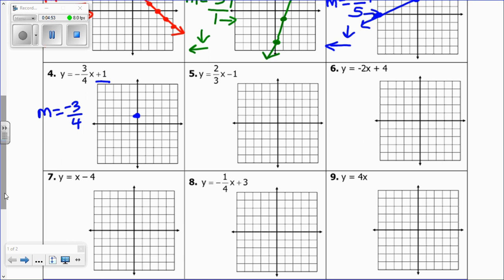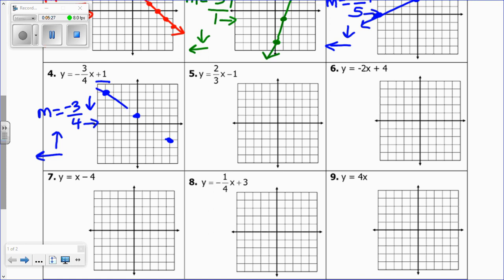Now, since I have it with the rise, that's telling me I need to go down 3, right 4. So now I'm going to go down 3 and right 4. Okay. Now I can go down 3 again, but I can't go right 4 anymore. So now I'm going to go the other way, which means I need to go up 3 and left 4, to get points on the other side.